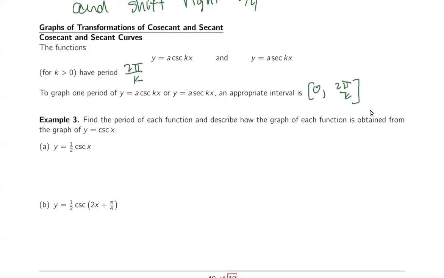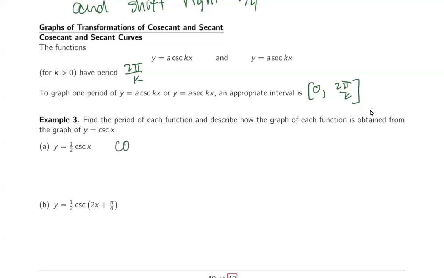Okay, so let's have a couple more examples. So what's going on here? I have y equals 1/2 cosecant x. Well, that 1/2, it's out in front. So this is not going to be a horizontal stretch or compression. It's going to be a vertical compression. And I know it's going to be a compression. It's going to shrink it down because that number 1/2 is less than 1.